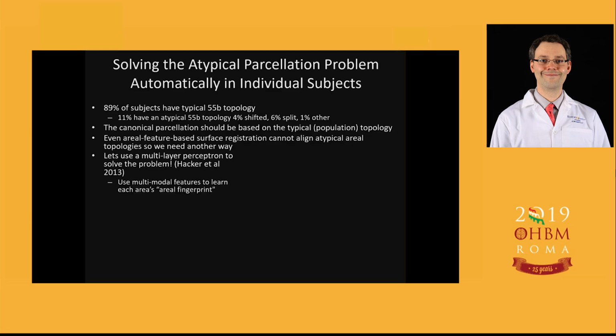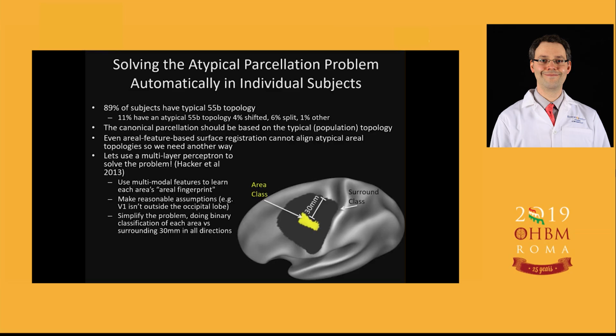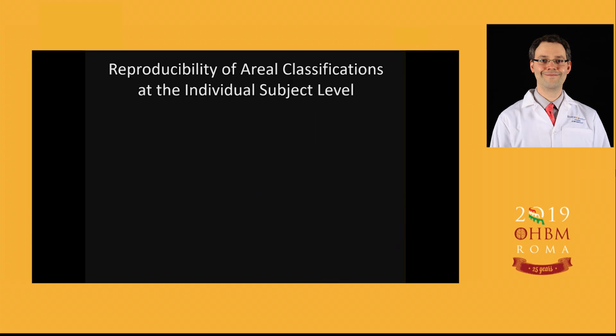We'll use multimodal features to learn each area's areal fingerprint. We'll make a few reasonable assumptions, like V1 is not outside of the occipital lobe. We'll simplify the problem using an area class and its surround and a good distance away from the boundary where the area is likely to be. We'll combine across the 180 areal classifiers to find the highest areal probability.